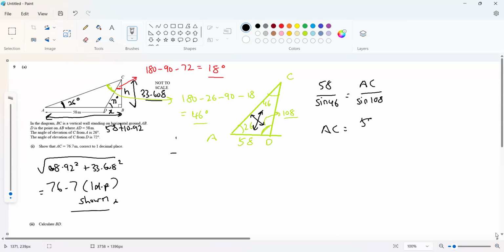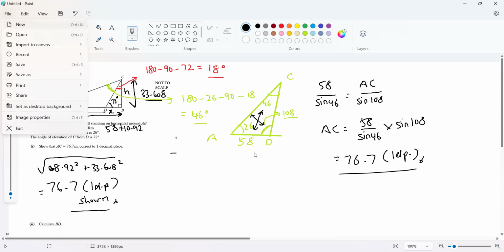So we can just multiply straight away. 58 over sine 46 multiplied by sine 108. So even with this method, we still get the same answer. It will be 76.7 correct to 1 dp. This one is shown as well. So you may use either one of the methods, but if you want to make it cohesive, then I would recommend you to work with this method first, and then for part 2, use the first method that I showed you earlier. You may rewind the video to have a look at it.